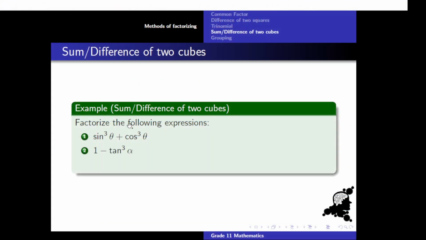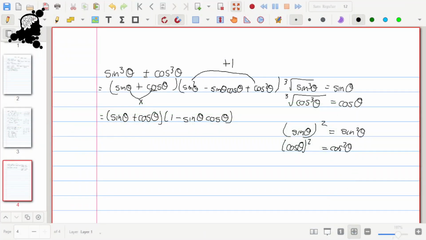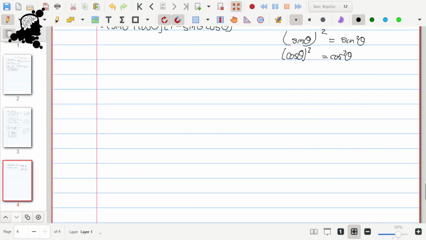All right, let's look at the second one. We've got 1 minus tan cubed alpha. So let's write that, some space. We've got 1 minus tan cubed alpha. So now we once again have a small bracket and a big bracket. If your sign is negative, you will have minus, plus, plus, always. So let me just erase this because now it looks like an equal sign.